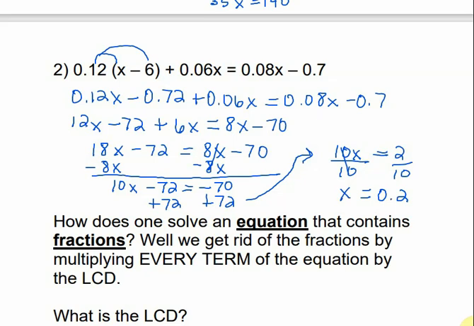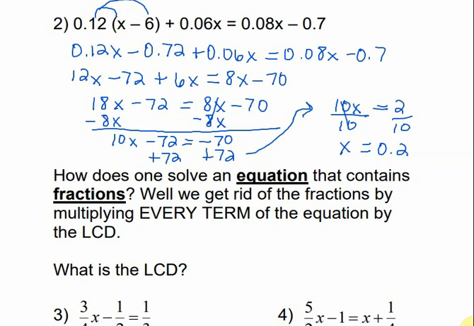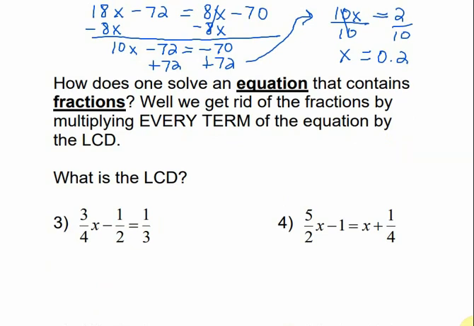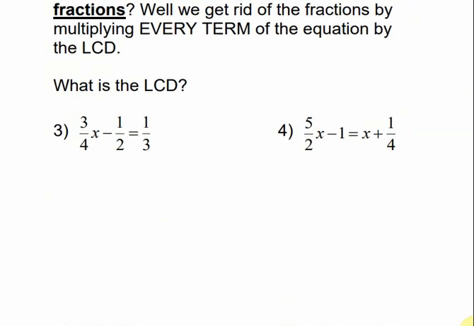All right, now to deal with an equation that has fractions, we can get rid of the fractions by multiplying every term in the equation by the least common denominator, or the LCD. So if we look at number 3, what is the least common denominator? Well, if we look at all of the denominators, first choose the biggest denominator and see if the other two denominators will divide into that number.